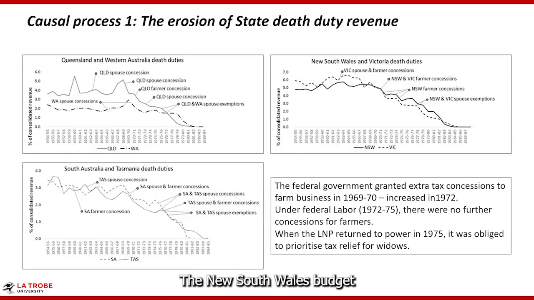The New South Wales budget was in very severe deficit, and the women's lobby had drawn so much attention to the harsh treatment of widows that the government was obliged to shift its focus away from farmers. The new Labor leader, Neville Wran, had a very strong working relationship with women's groups and promised to exempt marital property from taxation if elected. Wran's Labor government came to office in May 1976.